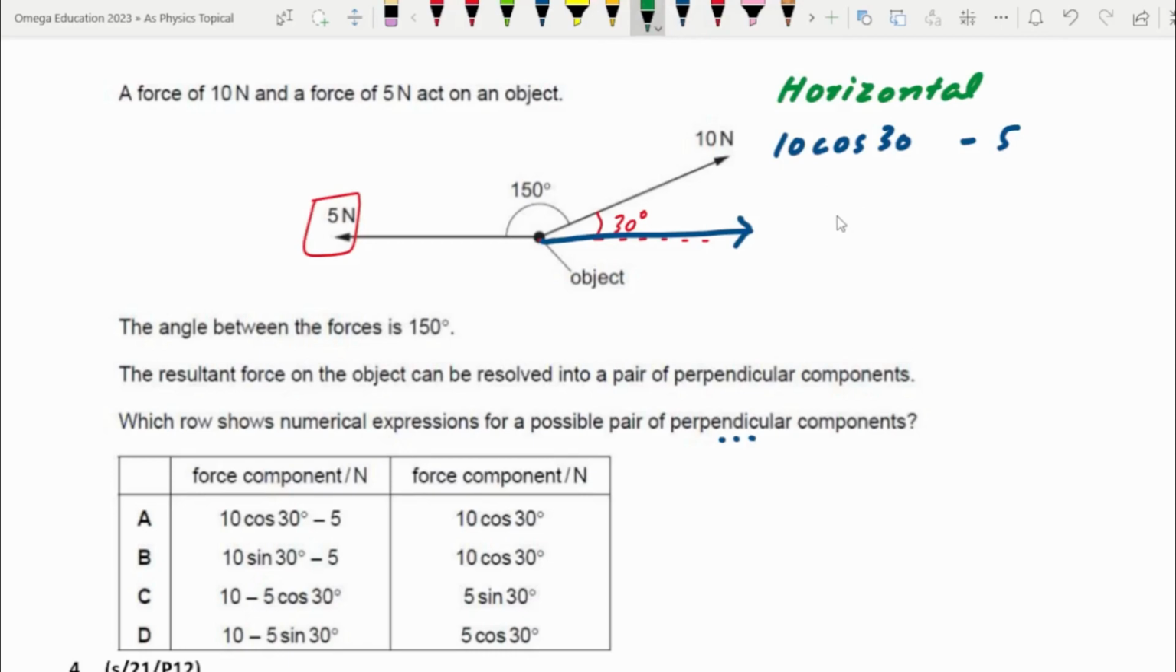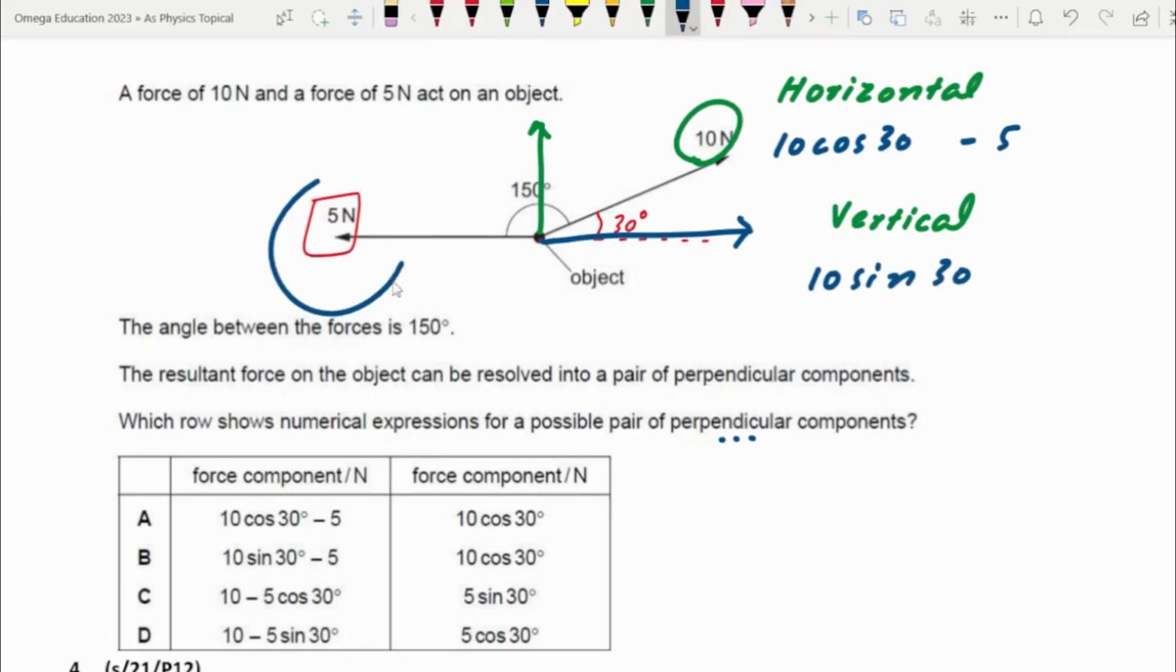Let's break it down for the vertical. For the vertical force, you have only a single force that is going to have the vertical effect, which is the component of 10 Newton. How much would that be? It would be 10 sine 30, because the second force, this force 5 Newton, has no vertical component, or there would be no effect of this force in the vertical direction.